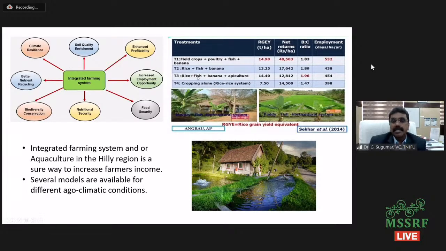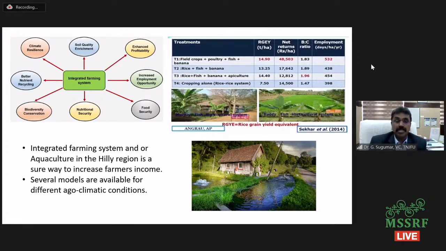Sorry for the interruption. When fish plus banana and agriculture are integrated, the cost benefit ratio was higher. Similarly, even if you integrate poultry, banana, fish, or any horticulture crop, or even rice, you are going to get much better returns, which is going to help farmers improve their income and also their food security. So this is going to be a huge pillar, and we have to promote it.